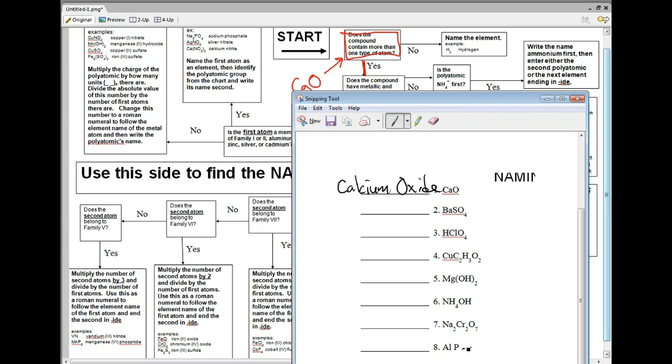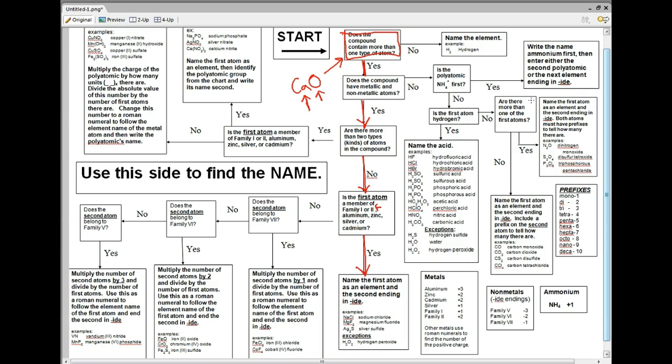This one would be similar. You would enter the same box there. The rest of them take you other places, and let's make sure we can figure out how to do those. Okay, so the first one, calcium oxide, not too difficult.